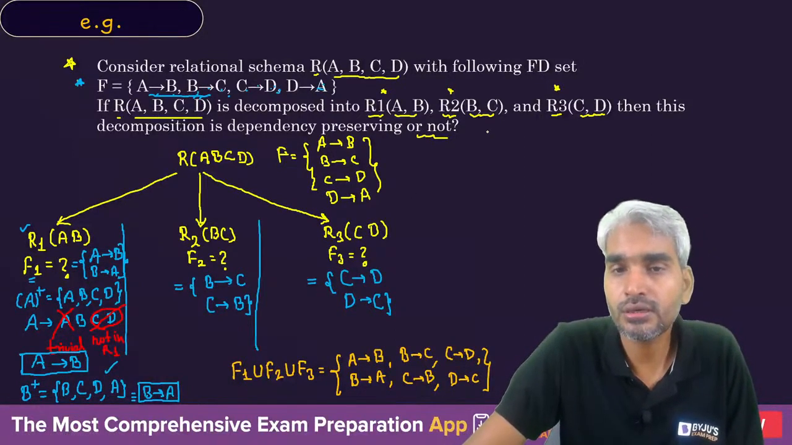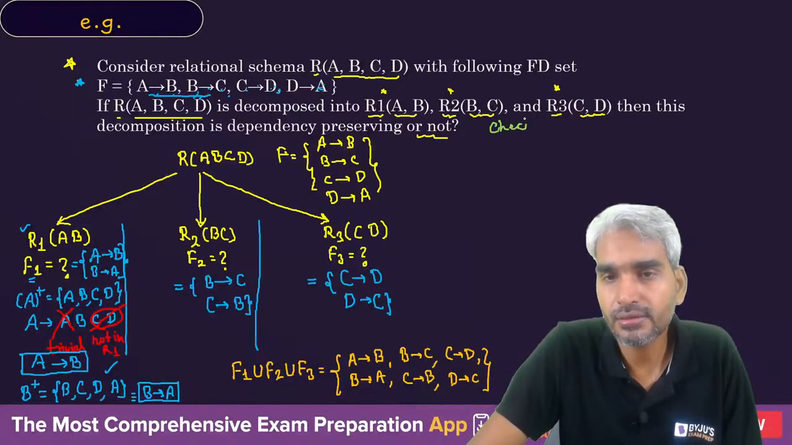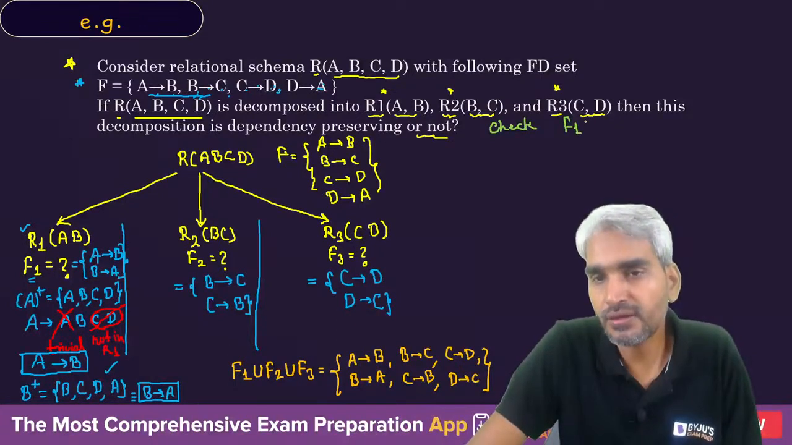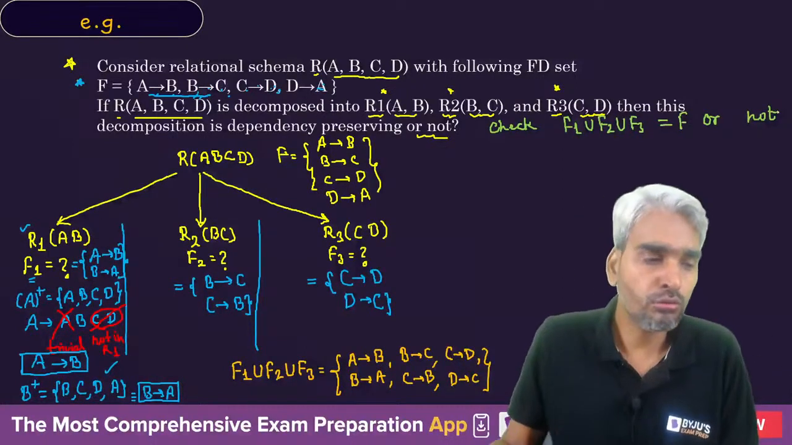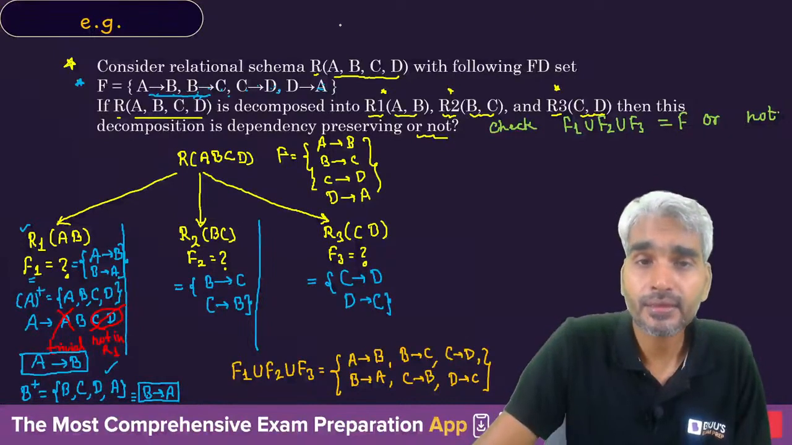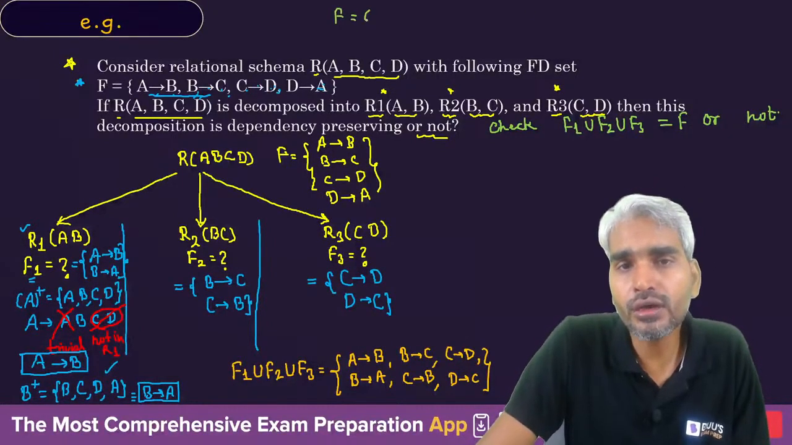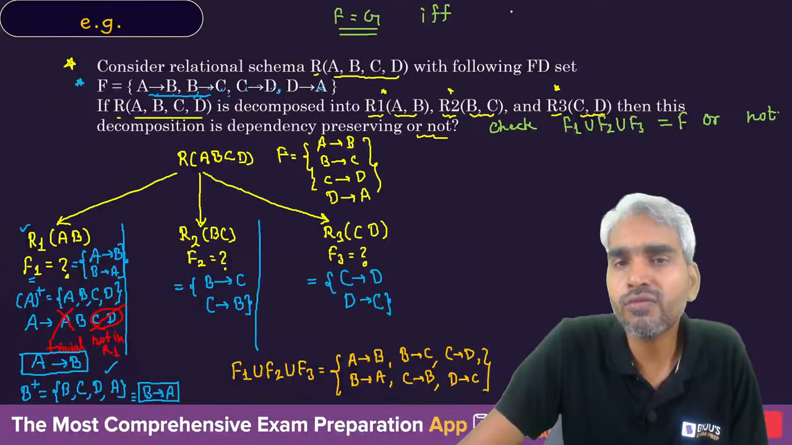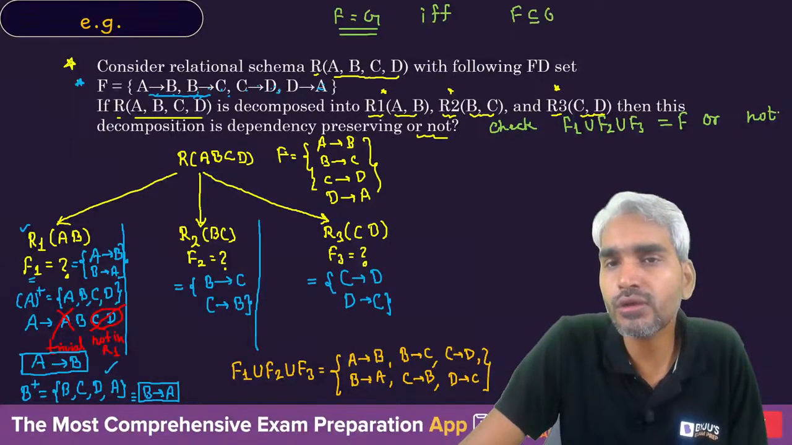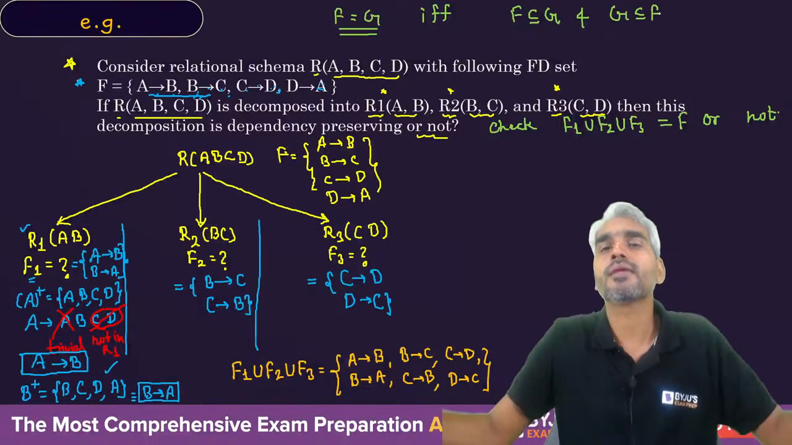So check whether F1 union F2 union F3 is actually equal to F or not. What's the idea? What do we know? F equals G if and only if F is a subset or equal to G and G is a subset or equal to F. Yes or no?